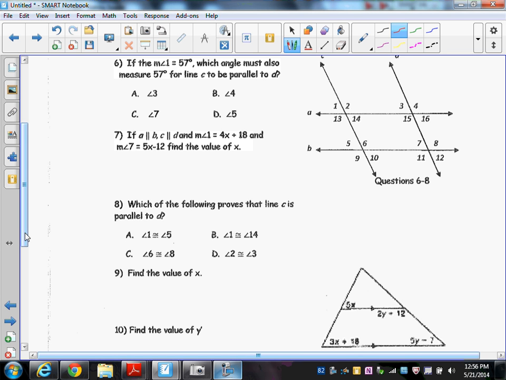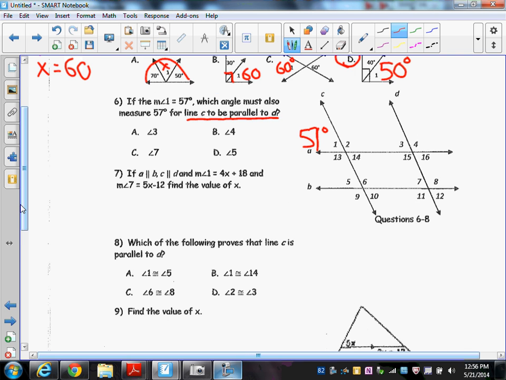Question 6 says if the measure of angle 1 is equal to 57 degrees. So let's label that. Which angle must also measure 57 degrees for line C to be parallel to line D? So I'm looking for C to be parallel to D. Let me scroll up so you can see C and D. I need to highlight the two lines or trace them, and I need to put one transversal through here.